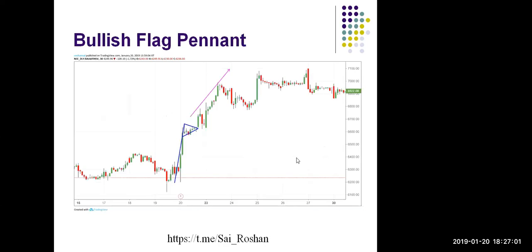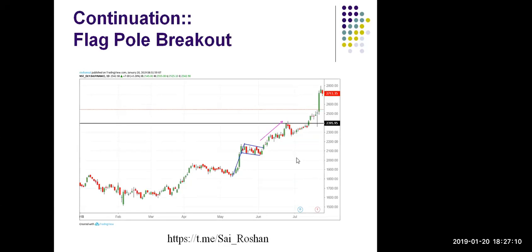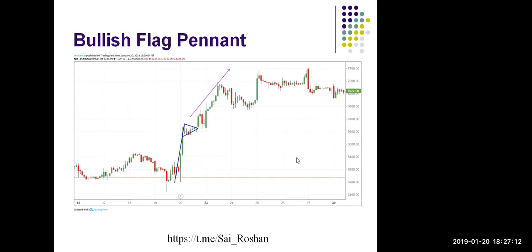Okay, another continuation pattern is the bullish flag pennant. The only difference is that this looks like a flag, and here it looks like a pennant. I mean, maybe it looks like a symmetrical triangle, just to understand. Once again, it's a bullish thing. What it indicates is that it's in a bullish mode, but the highs are becoming lower and the lows are becoming higher, which means it's consolidating. But then once it breaks this, you can see the result for yourself.